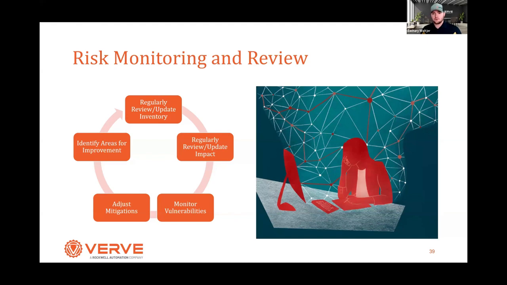And then monitoring for vulnerabilities. Again, these vulnerabilities automatically come from our Verve vulnerability database, so that we can monitor them and try to fix them when needed. Adjusting mitigations. Do we need to add new firewall rules? Do we need to add new ACLs, access control lists? Do we need patches? What do we need? And then finally, finding areas for constant improvement.